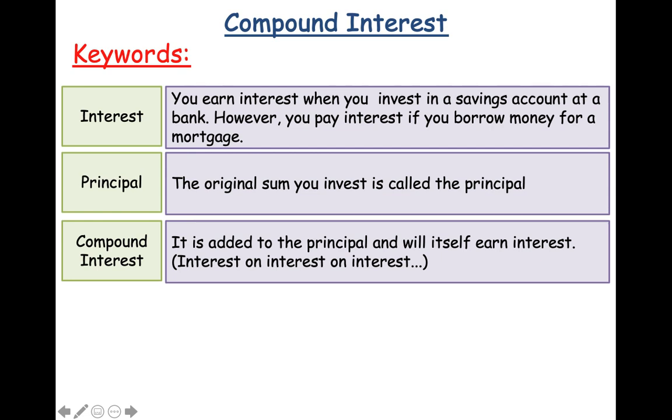So if you invest £100 and at the end of the year you have £120, the new interest will be on the £120, not on the original money. So that's what compound interest means. You get interest on the interest.